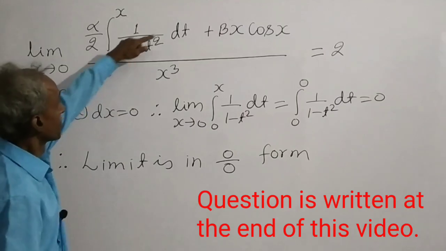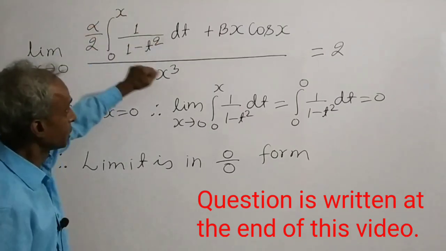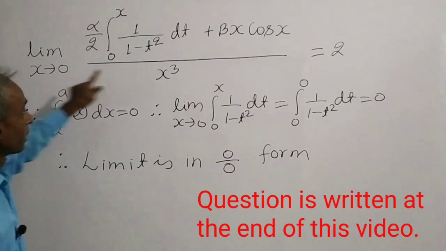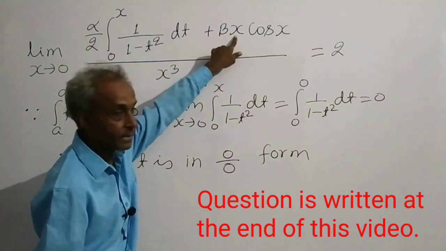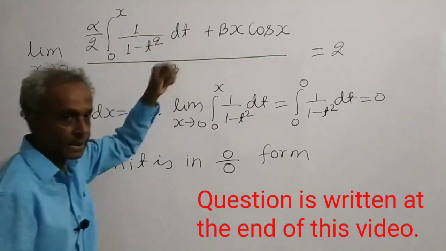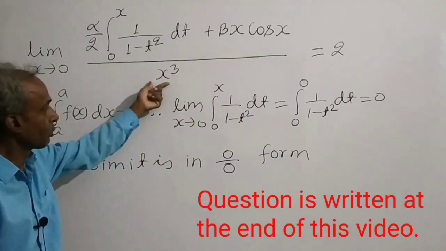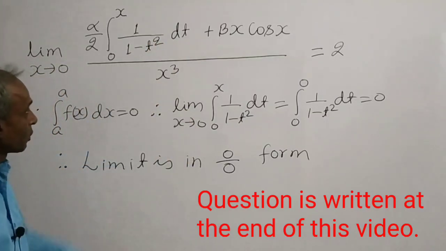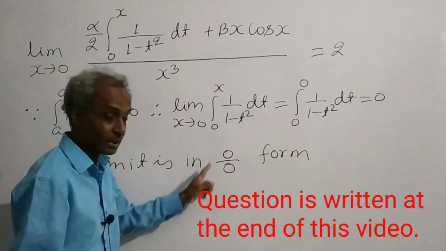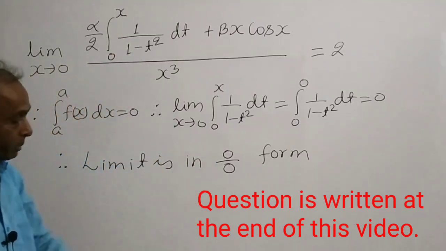Because of this part becomes 0. Because of this x, when we put 0 in place of this x, this part becomes 0. That means the numerator tends to 0 and the denominator also tends to 0. Therefore, this limit is in 0 by 0 indeterminate form.